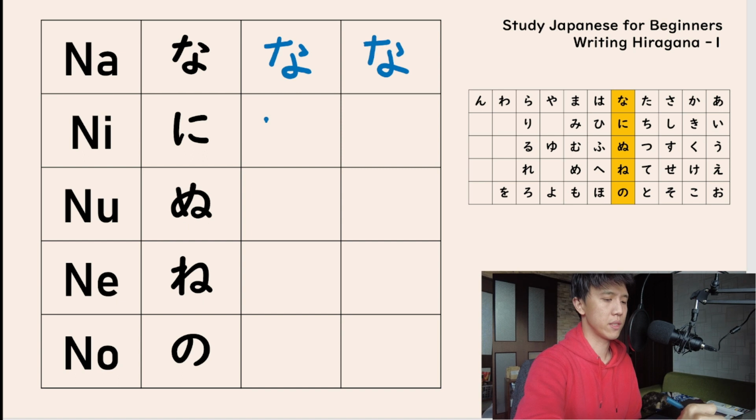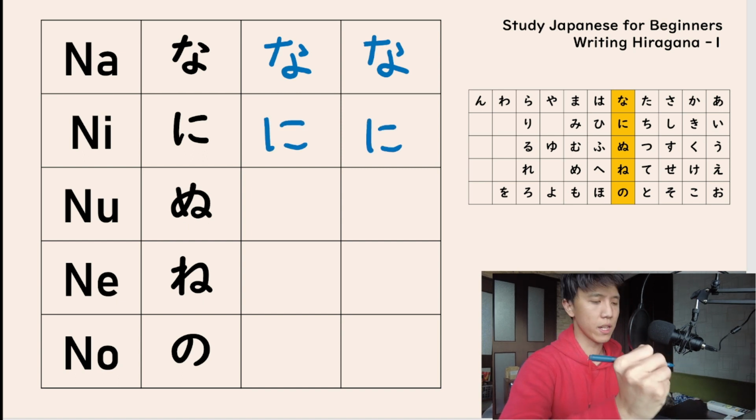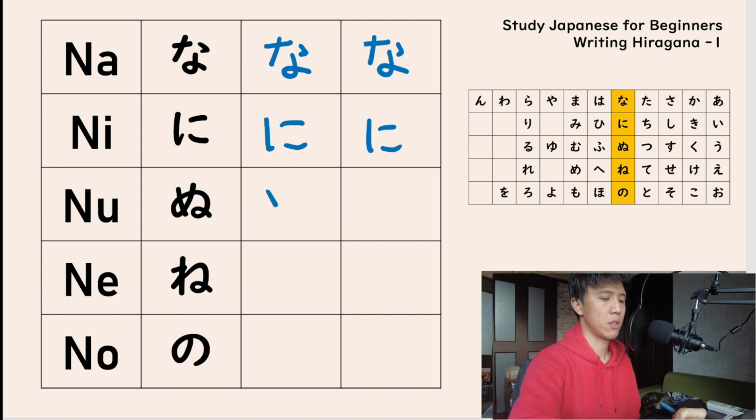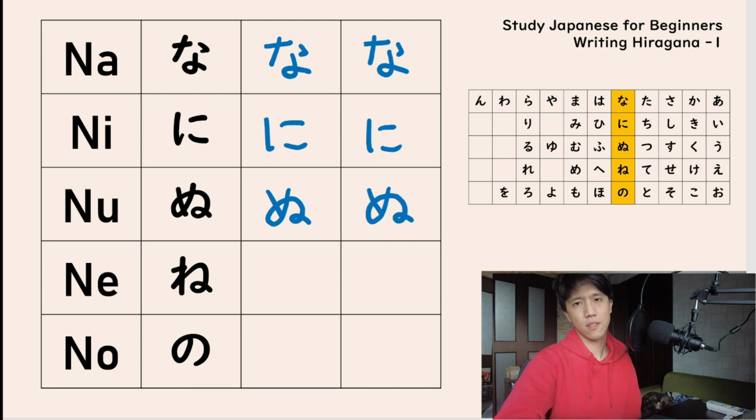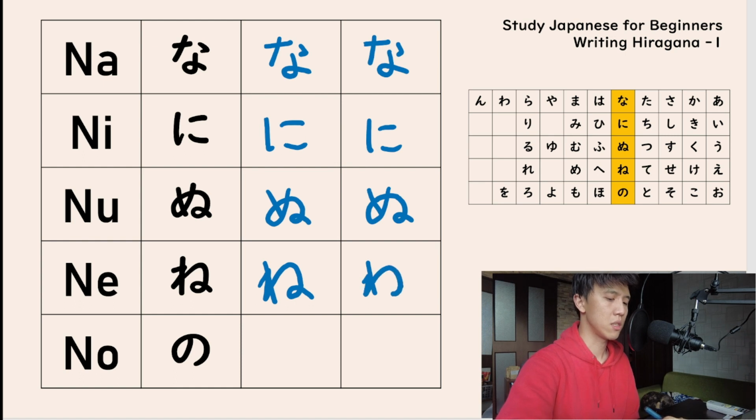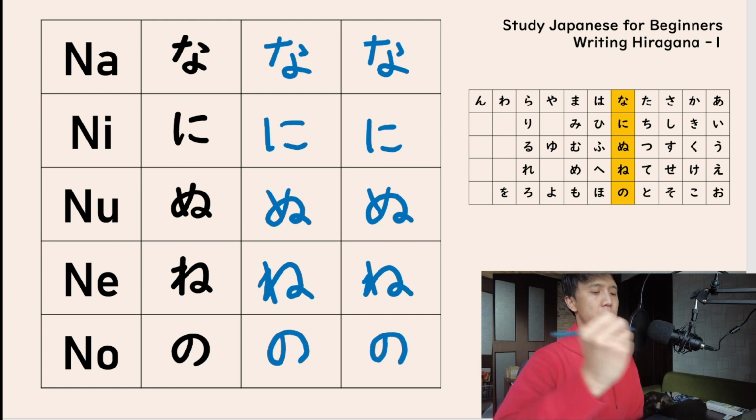Next one is ni. 1, 2, 3. Okay. Nu. 1, 2, 1, 2. Okay. Next one is ne. 1, 2, 1, 2. Ne. And last one is no. Like this. Na, ni, nu, ne, no.